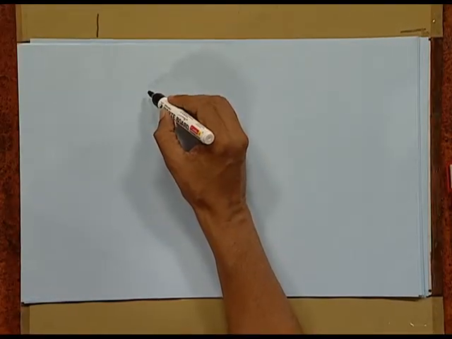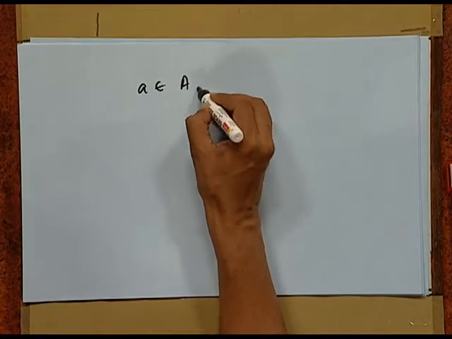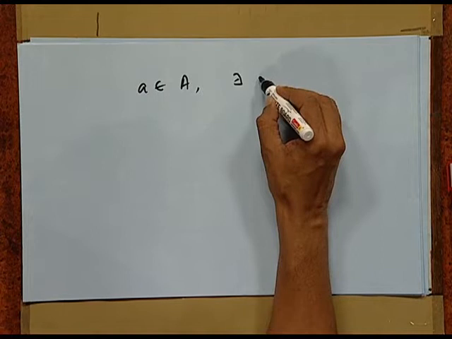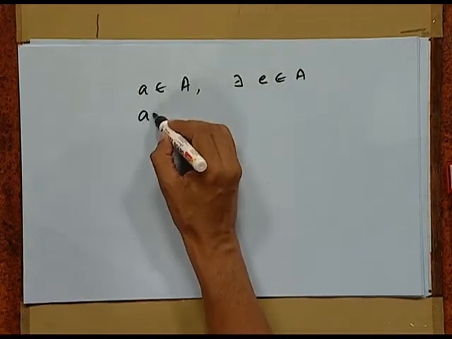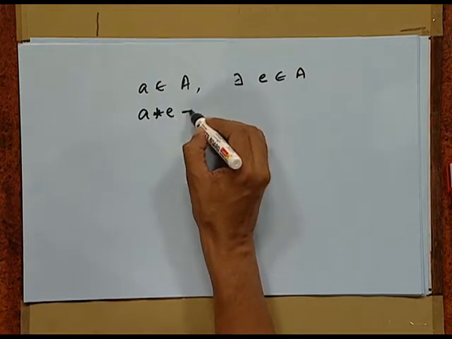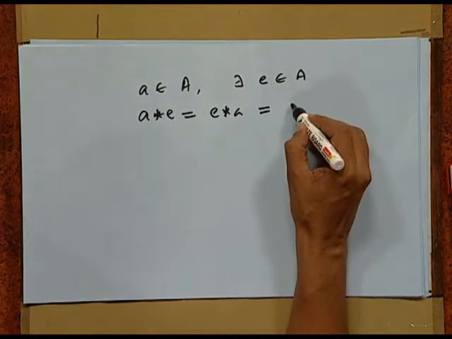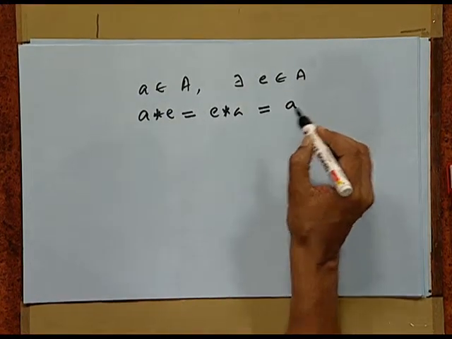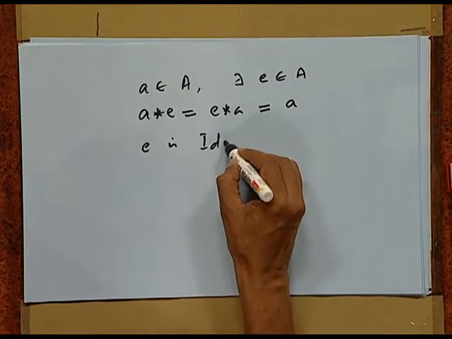If we have a binary operation star defined on a set A, with the property that for all a belonging to A, there exists e belonging to A such that a star e is equal to e star a is equal to a, then we say e is the identity.